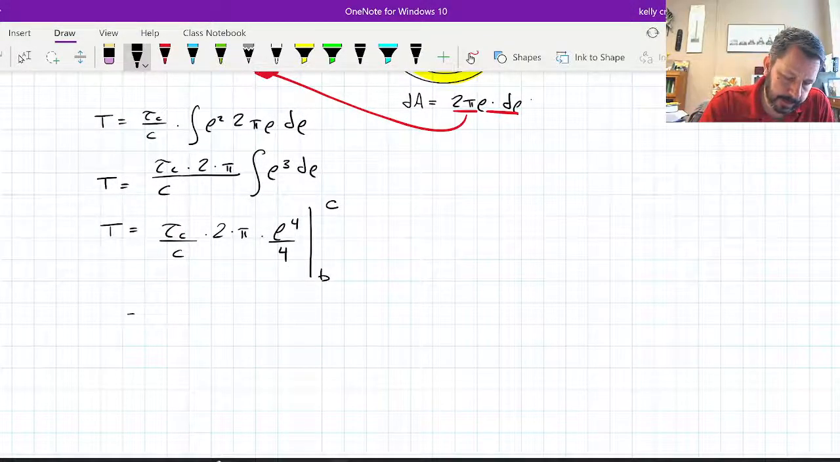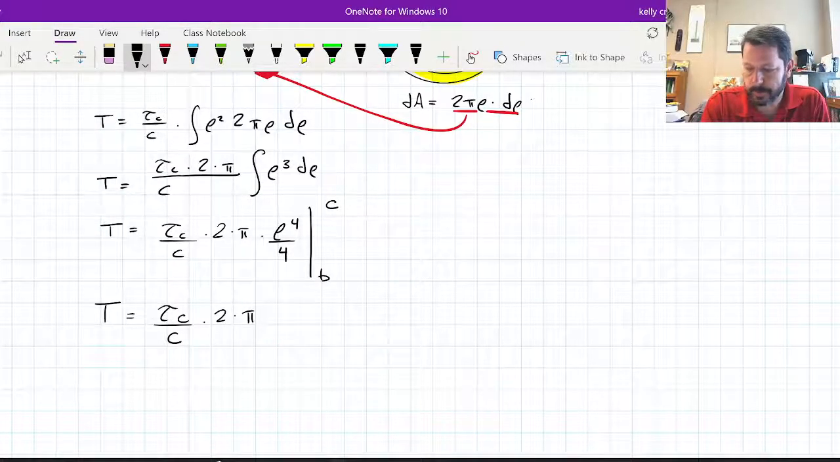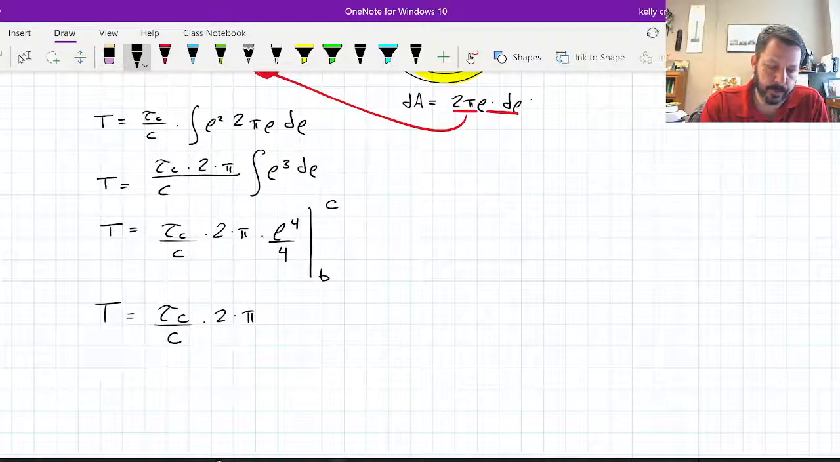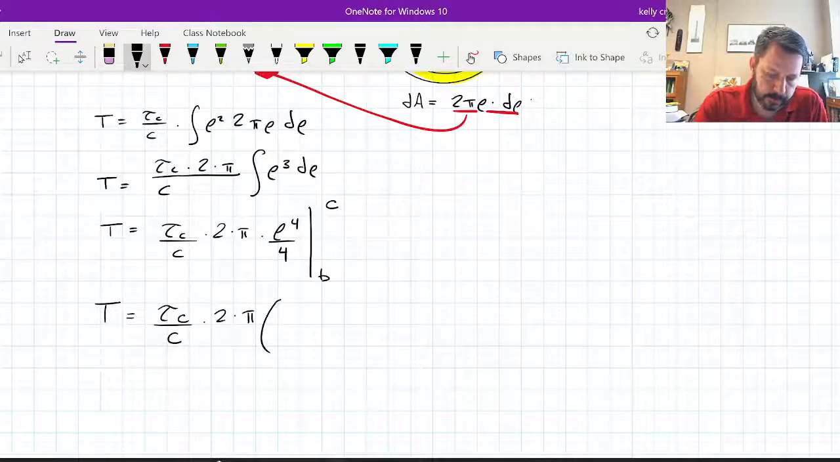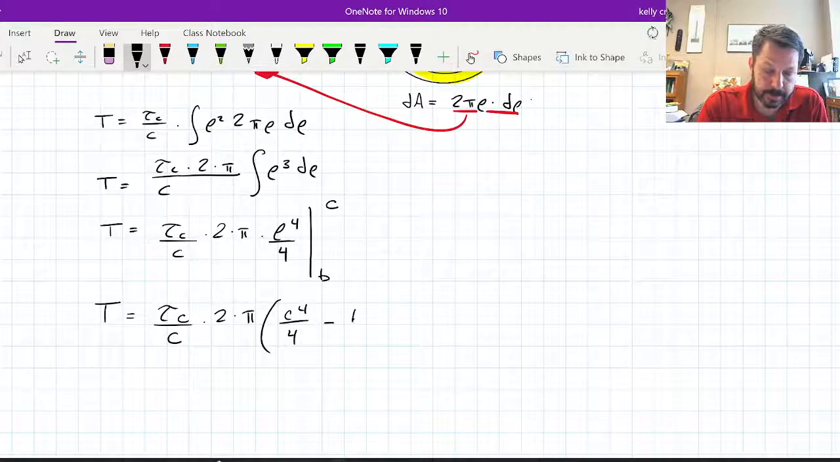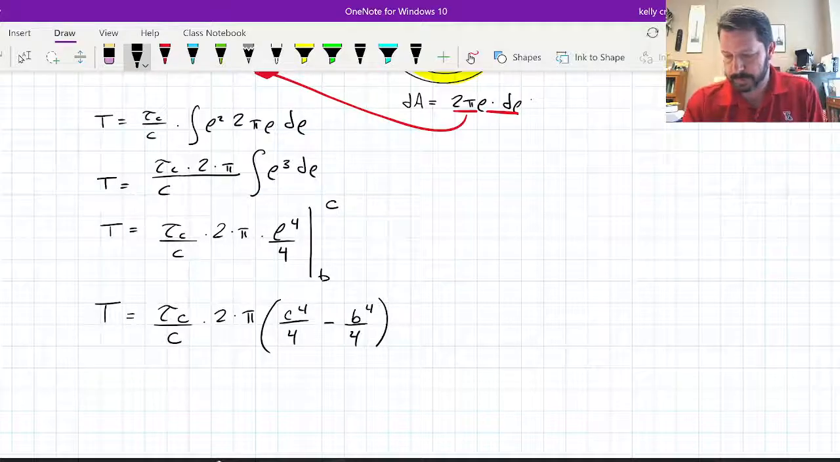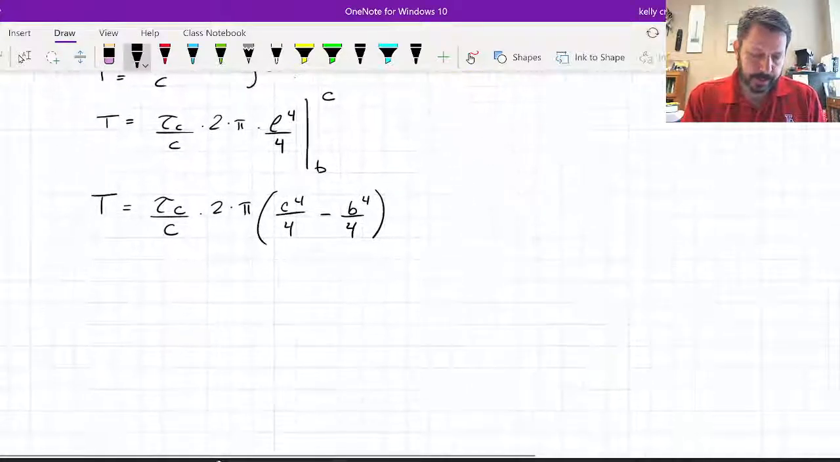And we will have T equals tau c over c times 2 pi, and then rho to the fourth over 4. We're going to plug in c, so c to the fourth over 4, and then minus b to the fourth over 4. So we're just plugging in c and b for the variable rho. And now we've got our equation.